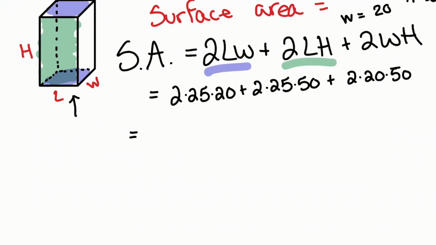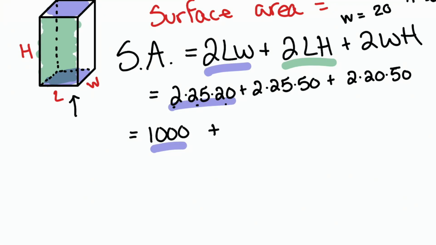We'll try to do some of this mentally. So we have ourselves 2 times 25, so that'll be 50. 50 times 20, that'll end up being 1,000. Okay, so that's going to be that first part right over here. And then we'll go up to the next part.